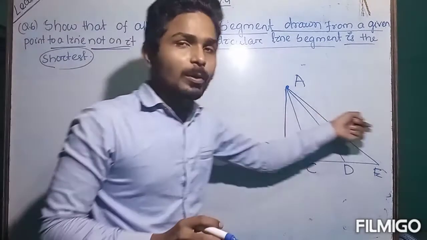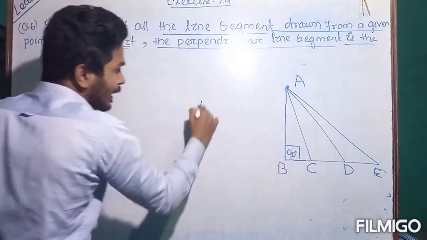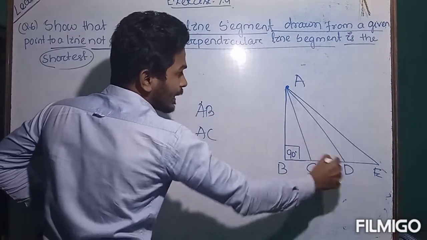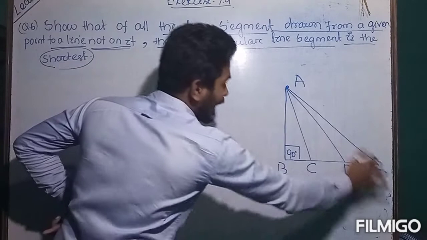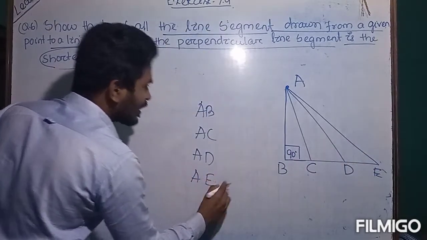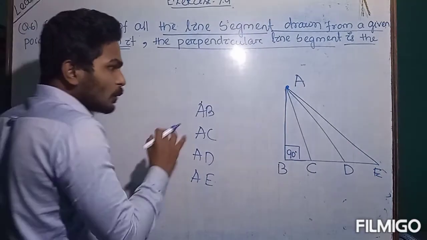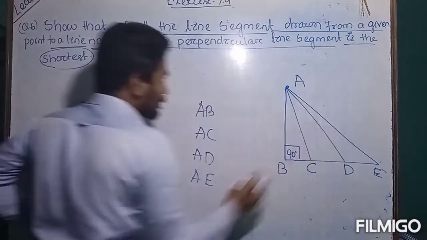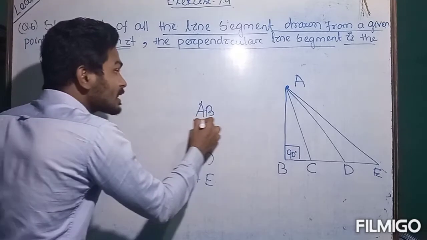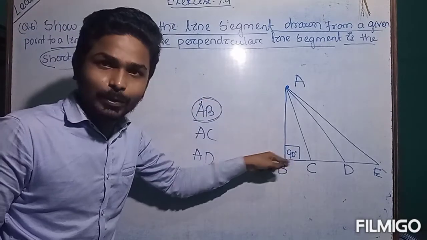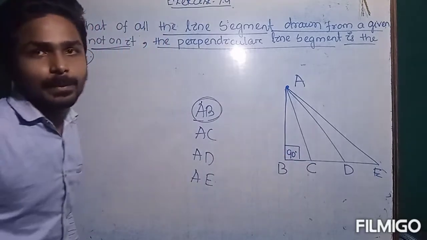How many line segments have we drawn here? We have drawn 4 line segments: AB, AC, AD, and AE. Similarly, you can draw an infinite number of line segments. That doesn't matter. So you have to prove that out of such line segments, which one is the smallest? The line segment which makes 90 degrees with the base is the smallest.